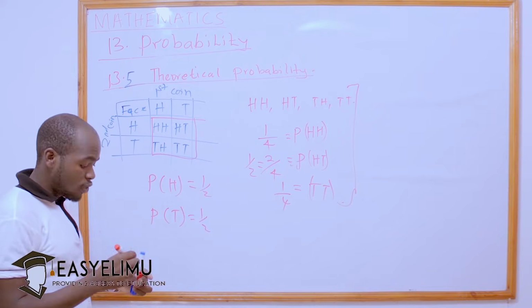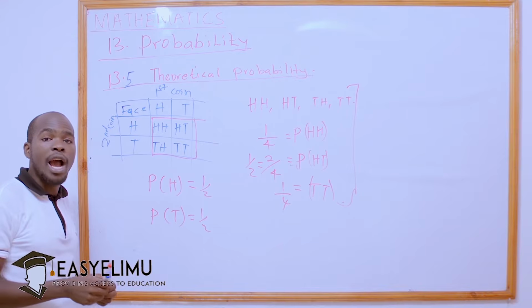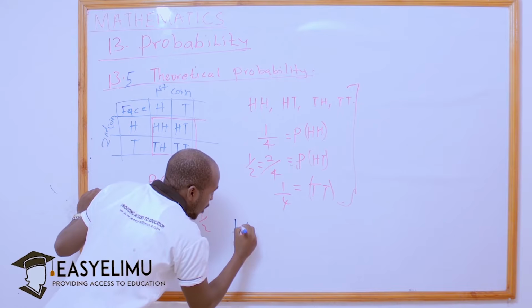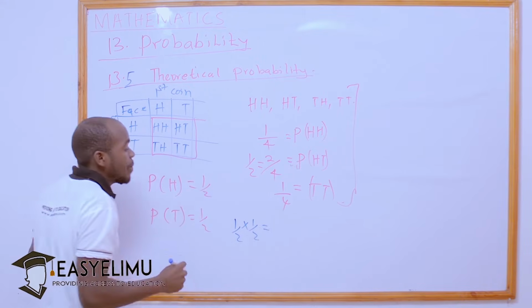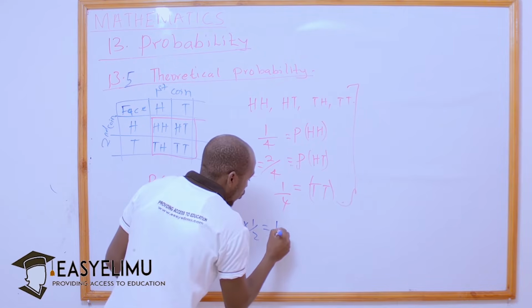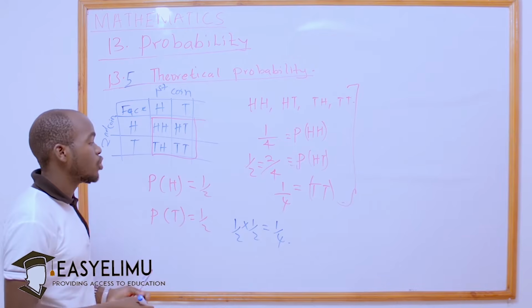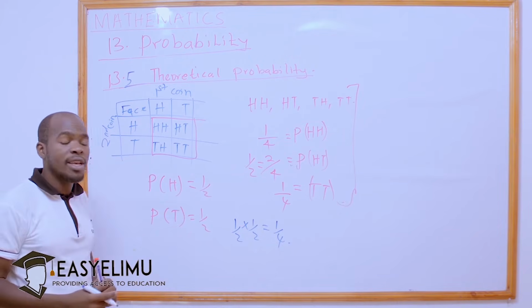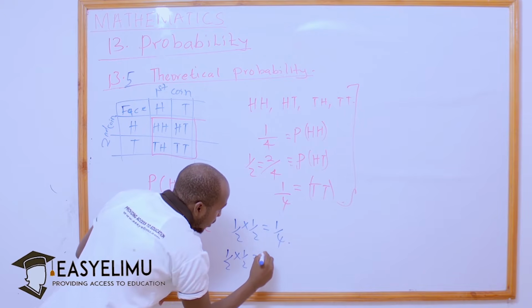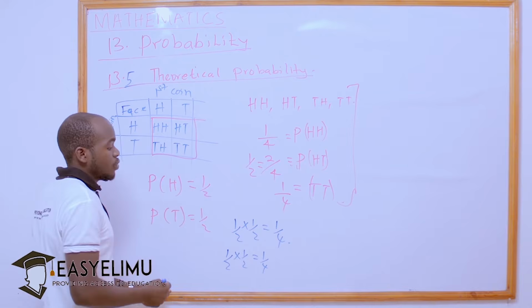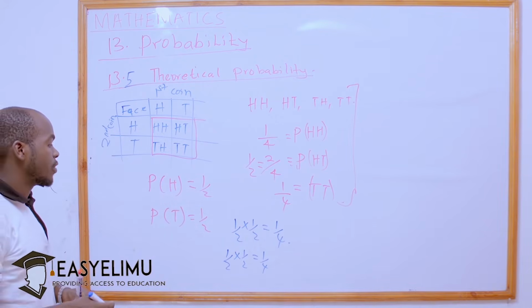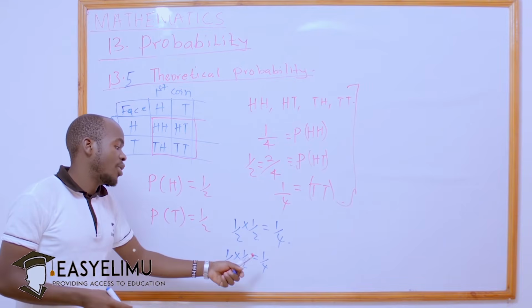So if you are asked to find 2 heads showing up together, a head and a head, you will have a half multiplied by a half, and the probability of a coin showing 2 heads will be equal to 1/4. That is how it shows up. And if it is 2 tails, it is a half multiplied by a half, then you will get 1/4. So if you multiply, you are going to get that.